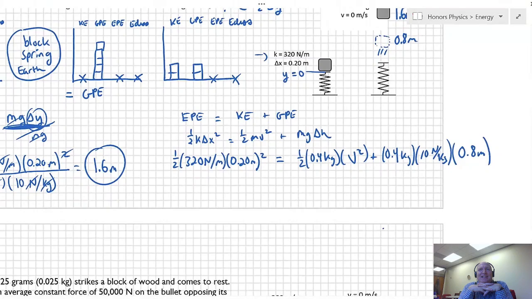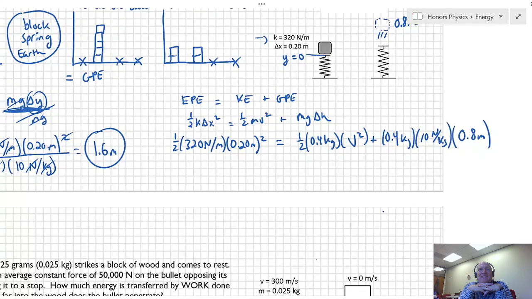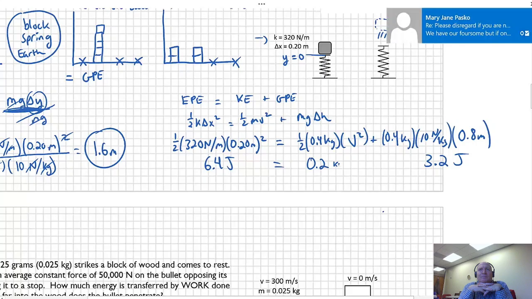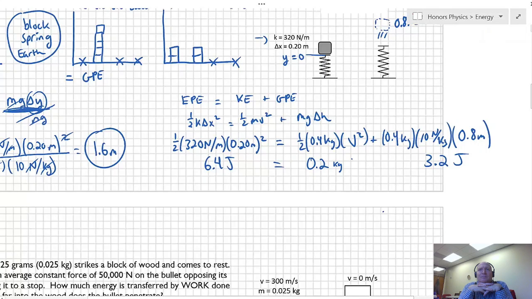So this is a big expression. I'm going to simplify my life and reduce some of these things down. This first term is going to reduce down to 6.4 newtons times meters. Okay, so 6.4 joules. The last term is going to simplify down to 3.2 newtons times meters or joules. And then this other term is going to be equal to 0.2, and then we'll still have that kilogram hanging out times v squared. So I rearrange this, I subtract, this is plus, subtract 3.2 from both sides.